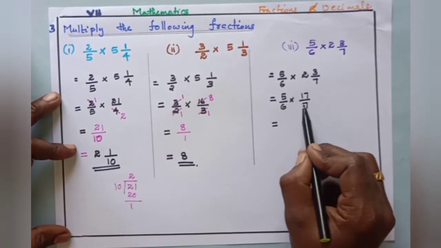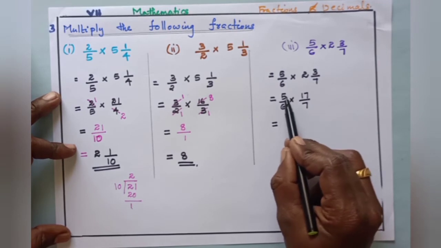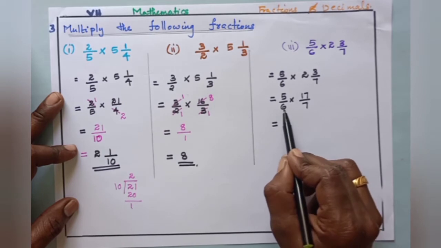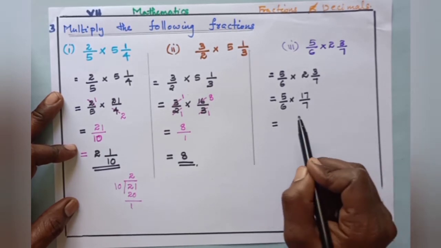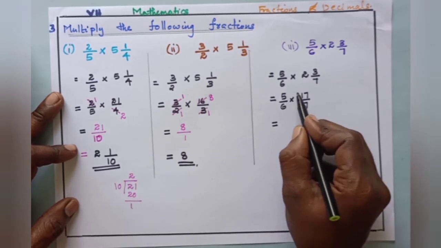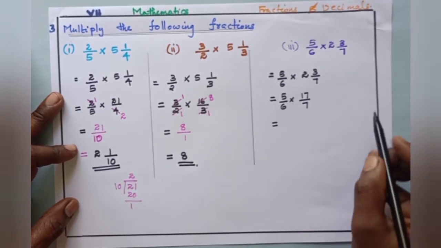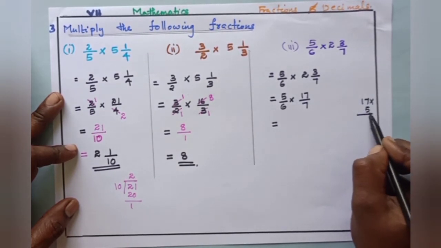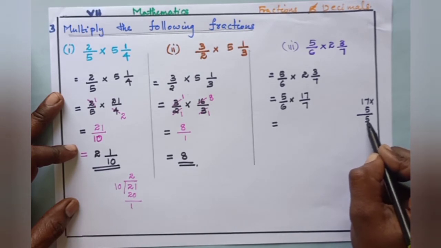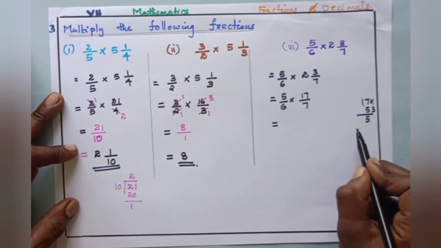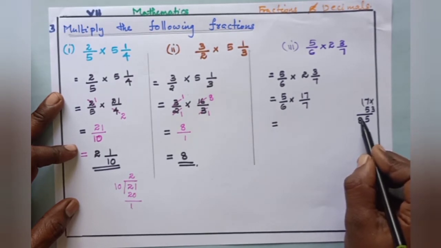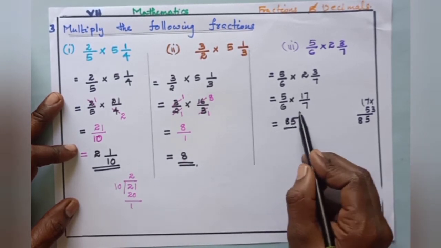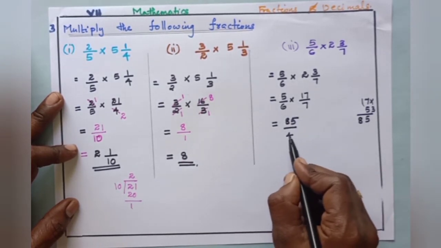Is cancellation possible here or not? Not possible, because the numerators are 5 and 17, the denominators 6 and 7. So take the product of the numerators: 5 into 17, 17 into 5, 7 5s are 35, 5 3s balance, 1 5 is 5 plus 3, 8, so 85 by 6 into 7, 6 7s are 42.